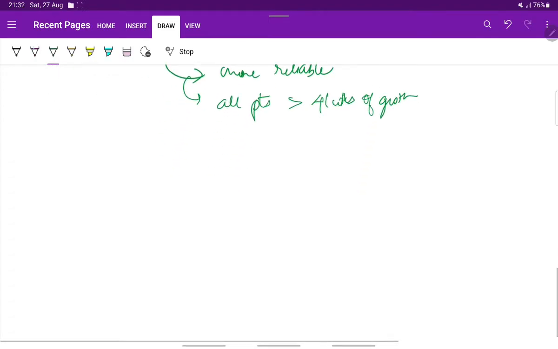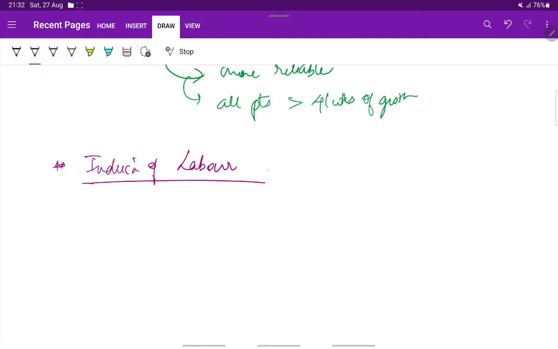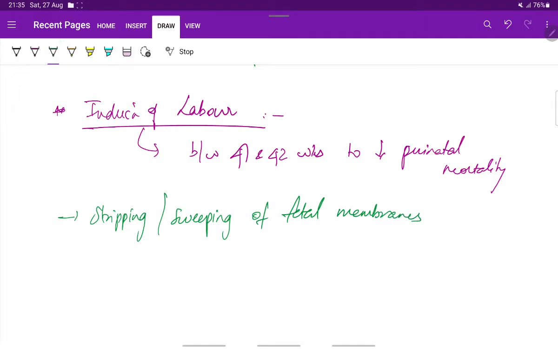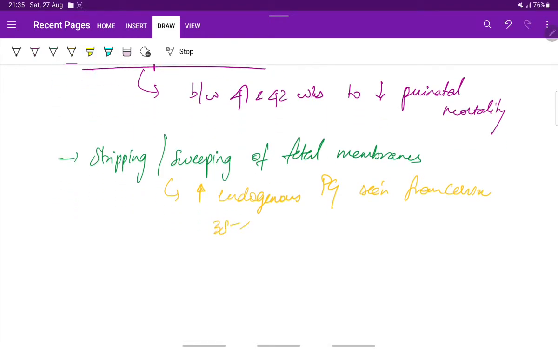After seeing about the fetal surveillance, now coming to the induction of labor. Induction of labor is usually done between 41 and 42 weeks to decrease the perinatal mortality. Induction of labor can be done by methods like stripping or sweeping of the fetal membranes. This acts by increasing the endogenous prostaglandin secretion from the cervix, and this is usually done at 38 to 40 weeks.